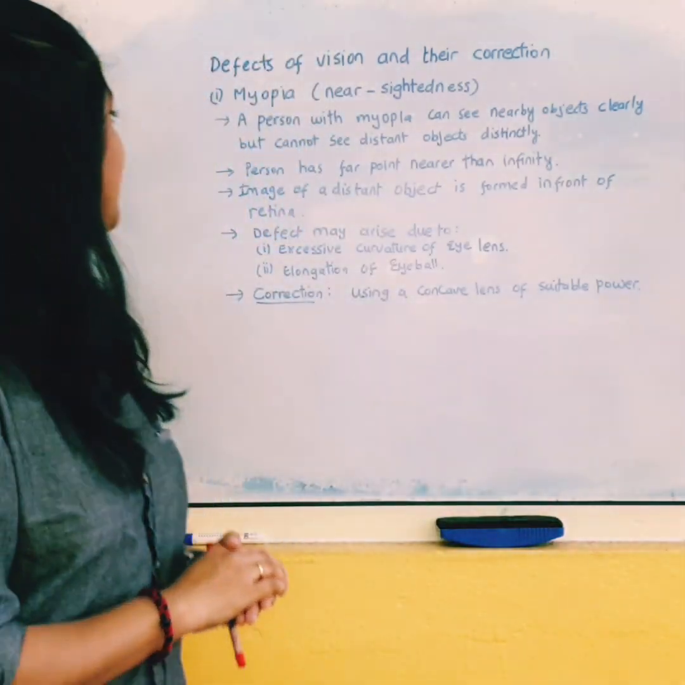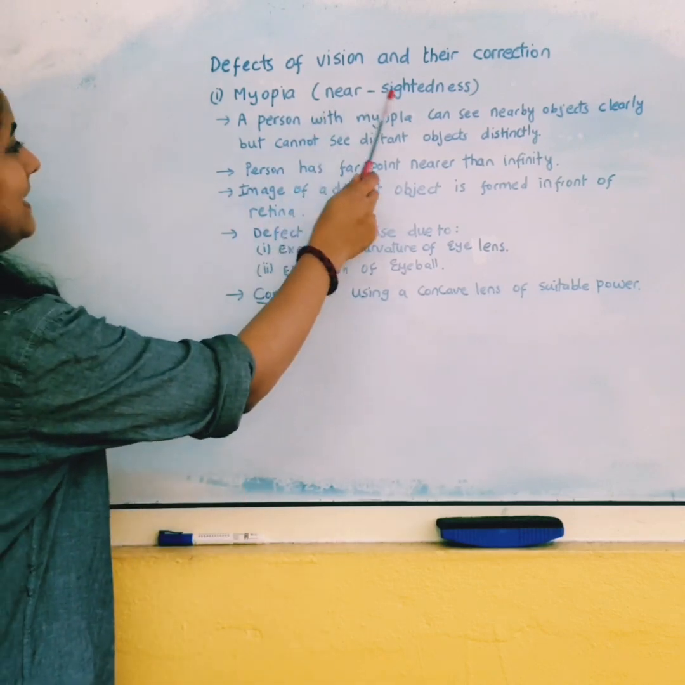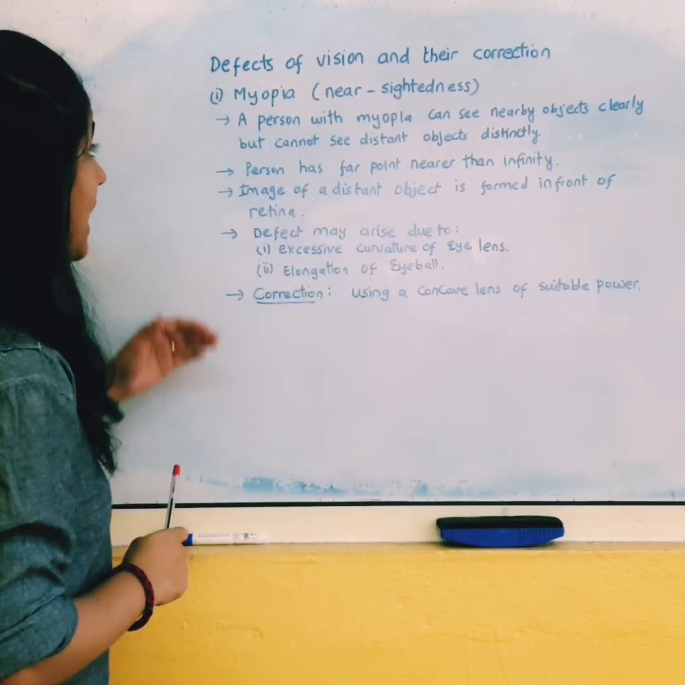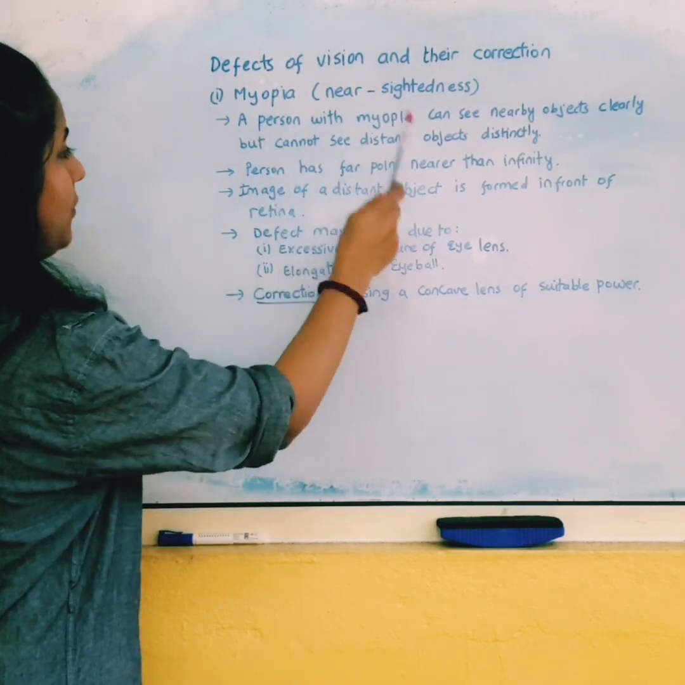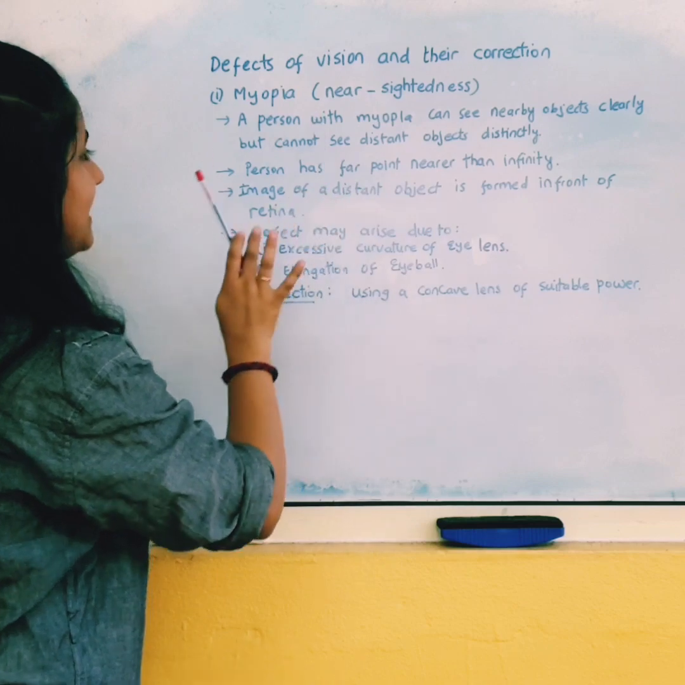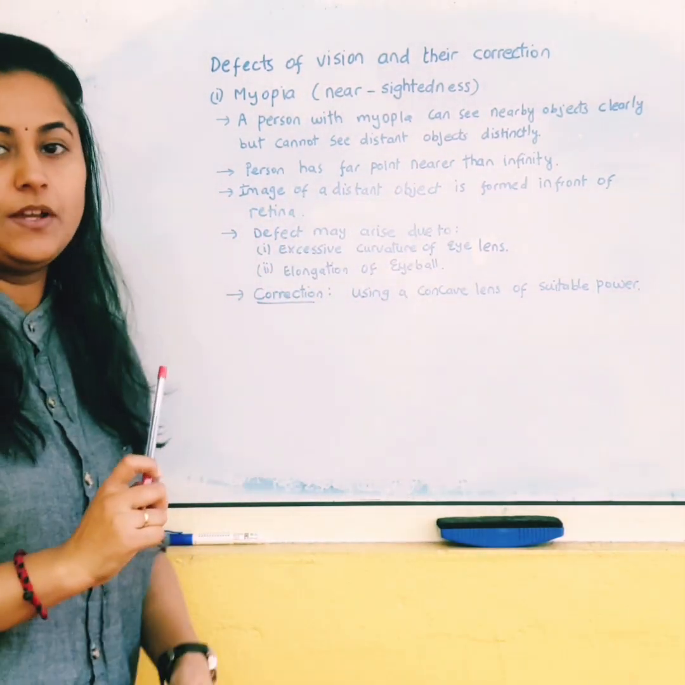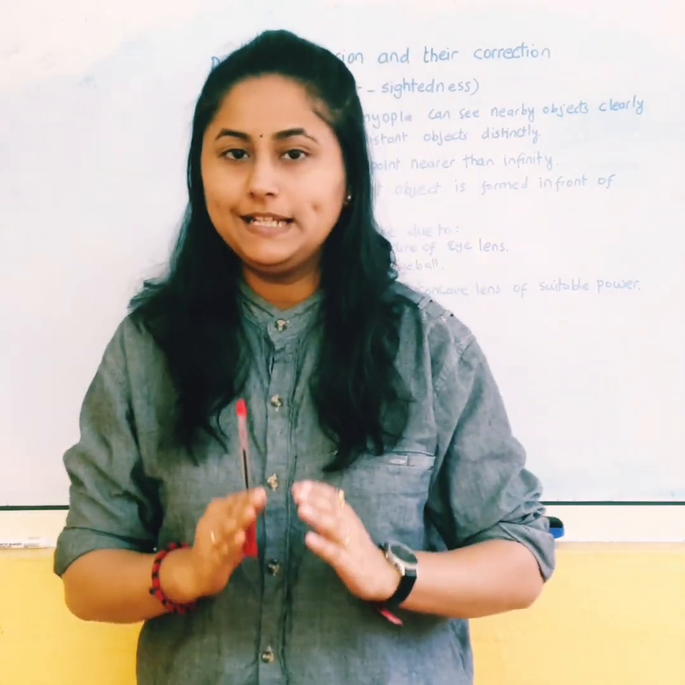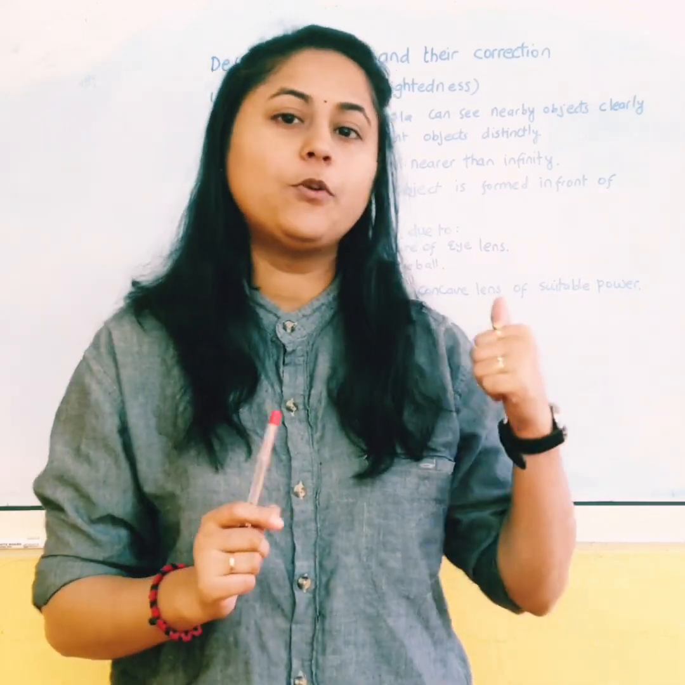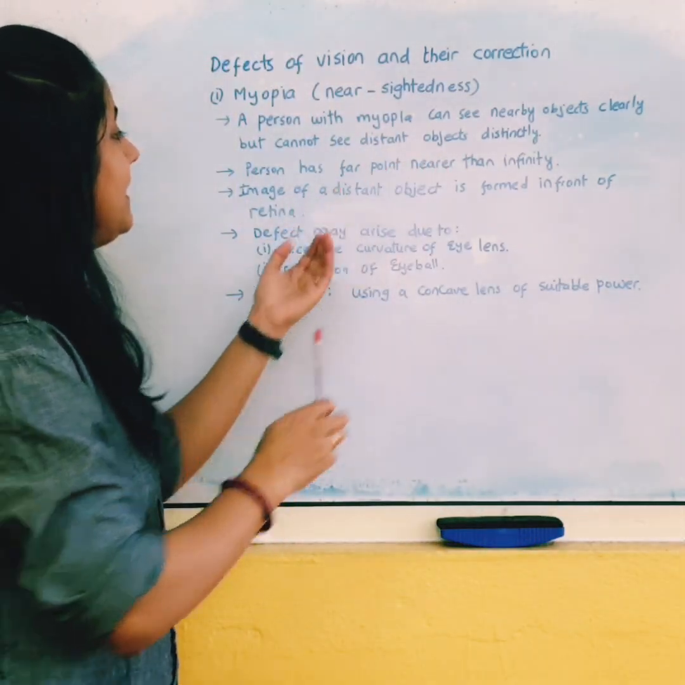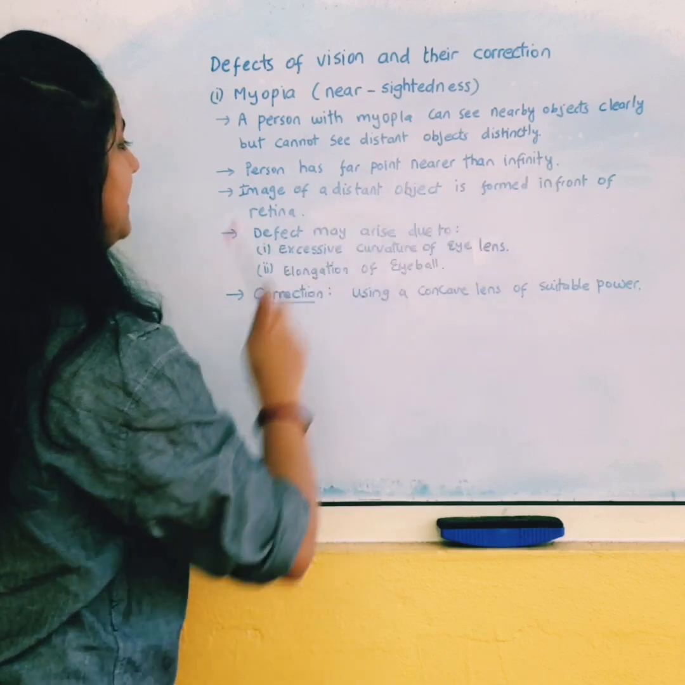Let us understand the first one, which is myopia, also known as nearsightedness. A person with myopia can see nearby objects clearly but cannot see distant objects distinctly. The far point for a normal human eye is infinity, but for a myopic eye it is nearer than infinity. The person has a far point nearer than infinity.